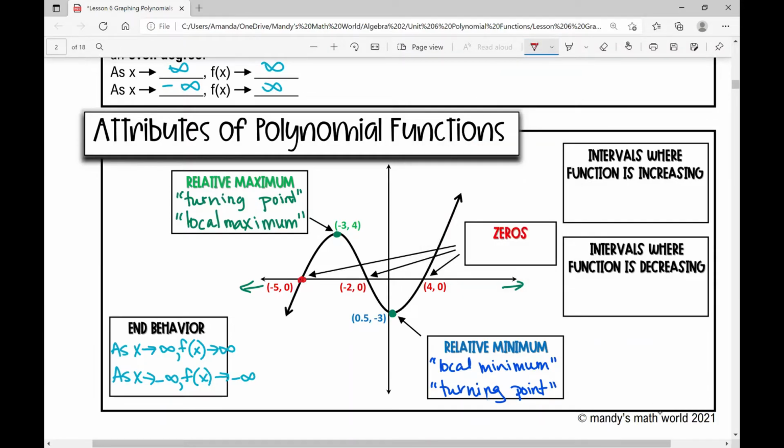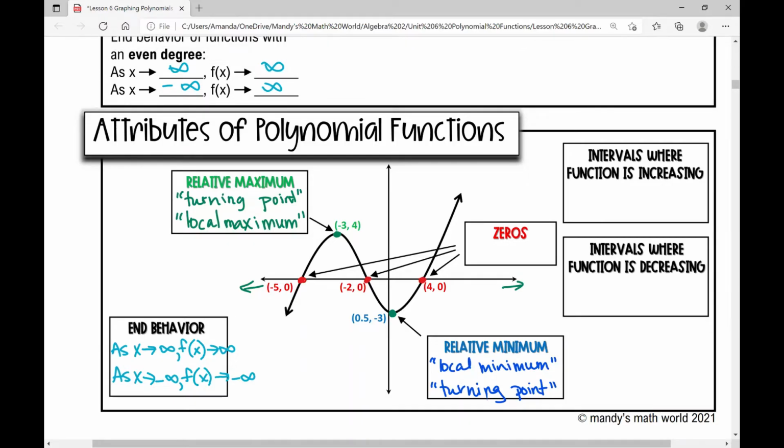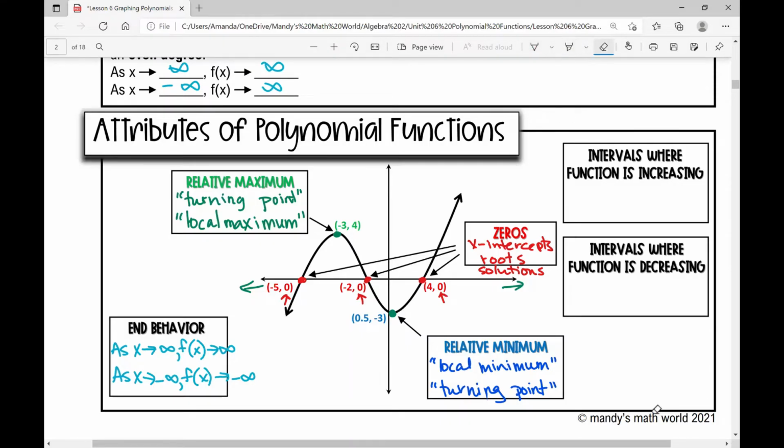And then we have zeros right here, which you should be familiar with at this point. Your zeros are just where your function crosses the x-axis. So those are your x-intercepts. Also called roots, also called solutions. They're the x-intercepts, which means those are the x values where y is 0, where it crosses the x-axis.